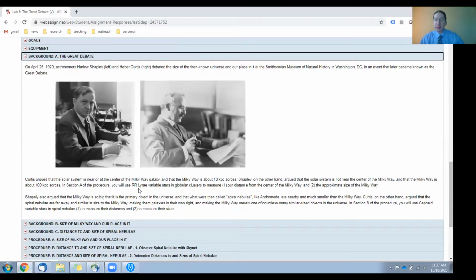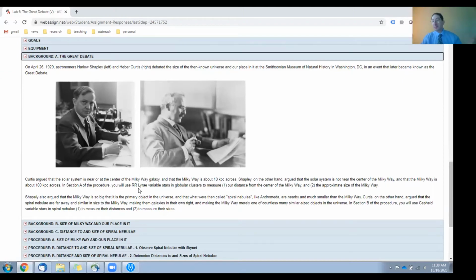Now, in the second part of the Great Debate, Shapley argued that the Milky Way was so big that it had to be the primary object in the universe. And all the other spiral galaxies, which back then were called spiral nebulae because we did not know if they were galaxies like our own, he argued that all the other spiral nebulae were smaller and distributed around us. Curtis, on the other hand, argued that the spiral nebulae were farther away than Shapley thought, and consequently intrinsically bigger and comparable in size to our Milky Way galaxy.